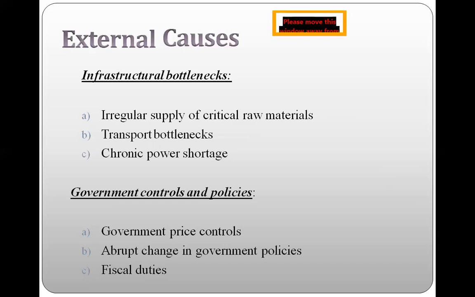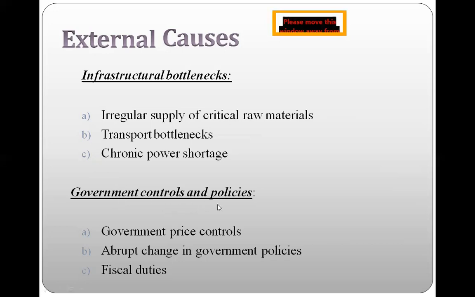So these were the internal causes. Next are the external causes. Infrastructure bottleneck: irregular supply of critical raw material. So raw material is not provided in a timely manner and in the proper proportion. Transport bottleneck: transportation charges are high, and transportation is not available in some areas. Chronic power shortage. So power is not there. Electricity plants are not nearby. Electricity cuts are more, so the machinery is not working and production is not happening.